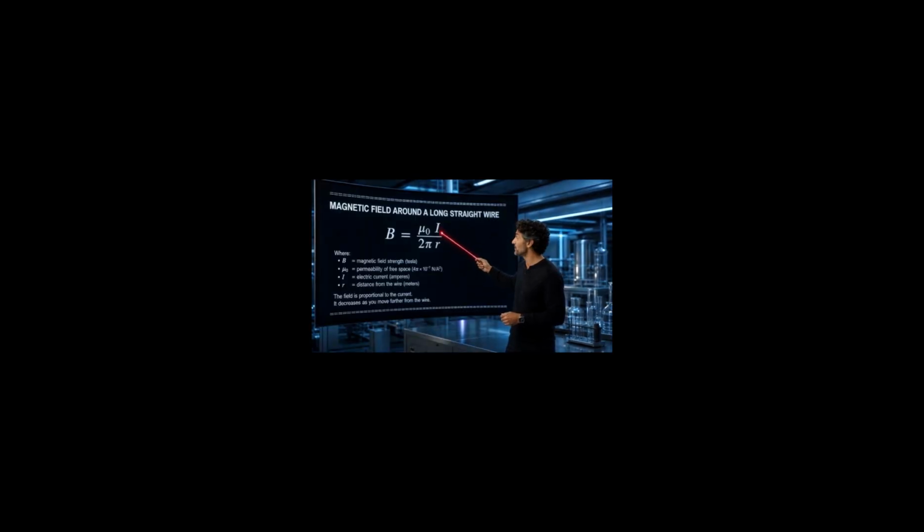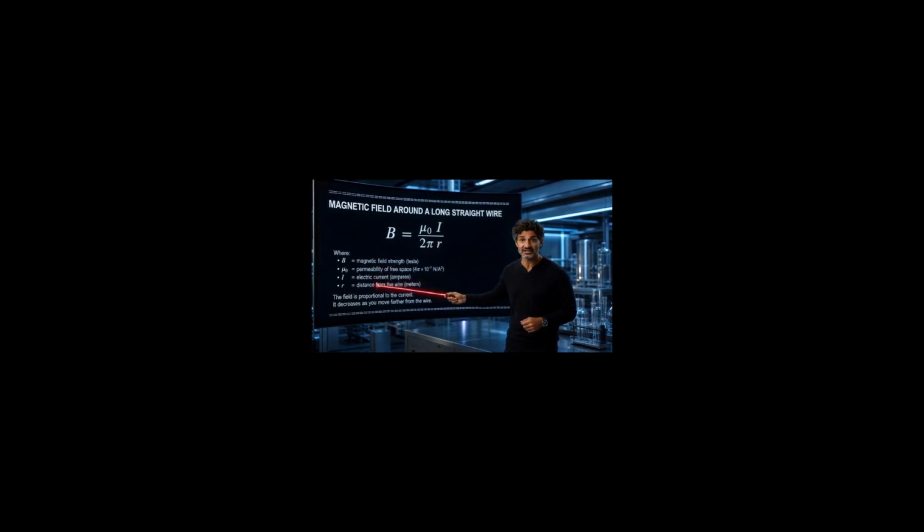The magnetic field created by a straight wire depends on the current. More current, stronger field. The field also depends on distance, twice as far, half the field. And it depends on a fundamental constant called the permeability of free space, mu naught.